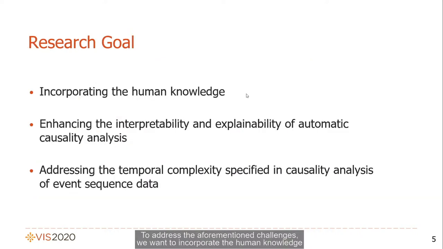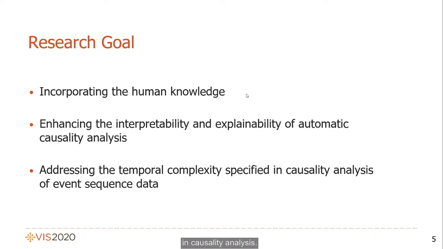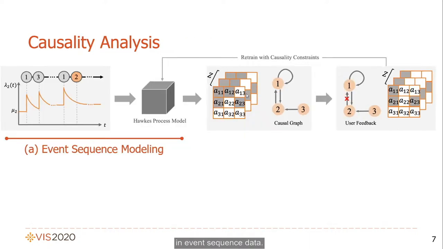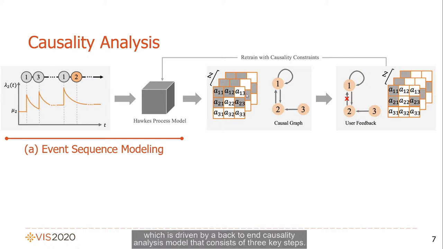To address the aforementioned challenges, we want to incorporate human knowledge in causality analysis. We also want to enhance the interpretability and explainability, and address the temporal complexity in causality analysis of event sequence data. We introduce CCausal, an interactive visual analytics system for analyzing causal relationships in event sequence data, which is driven by an end-to-end causality analysis model that consists of three key steps.